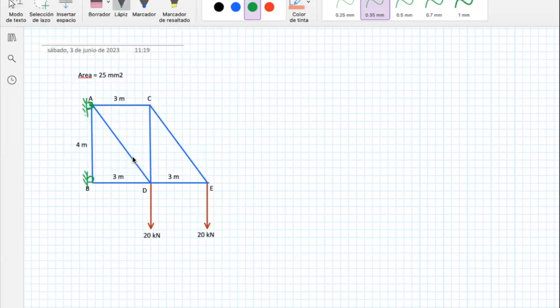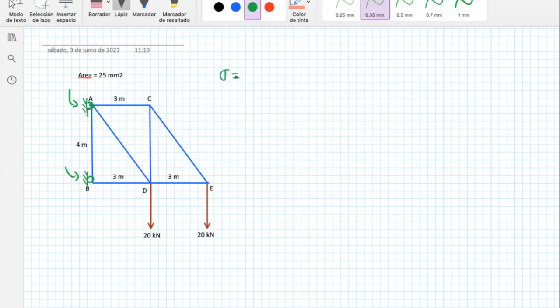So these are truss members or bars that are subject to two forces going down, 20 kilonewtons each, and it's supported by this hinge over here and this roller here. Basically, what they are asking us is to determine whether each of these members is in tension or in compression, and after that, let's calculate the normal stress.